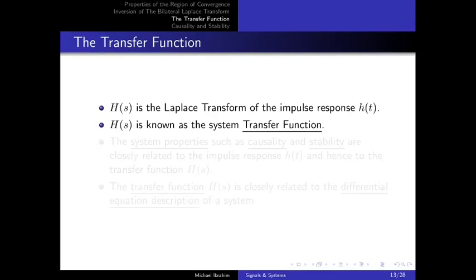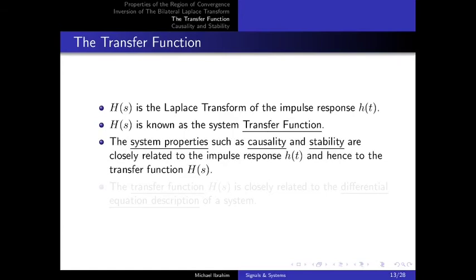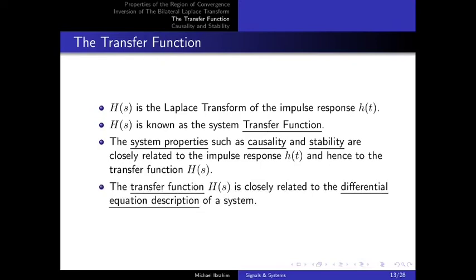And as you remember from the previous chapter, the system properties such as causality and stability are closely related to the impulse response h of t, and hence closely related to the system transfer function H(s), since H(s) is the Laplace transform of h of t. In other words, we can learn about the system properties such as causality and stability from h of t and from H(s). And also H(s) is closely related to the differential equation describing the system we have.